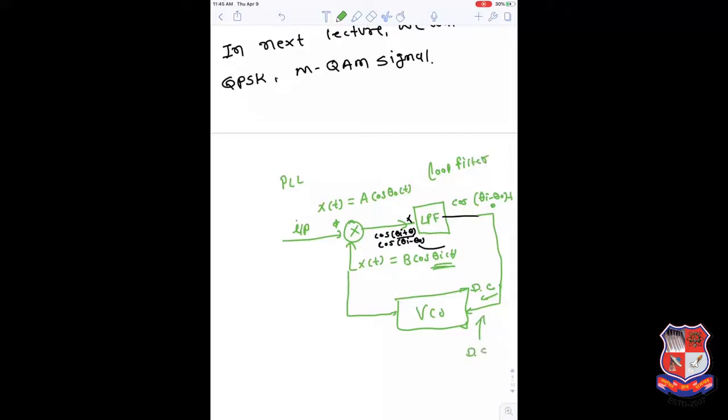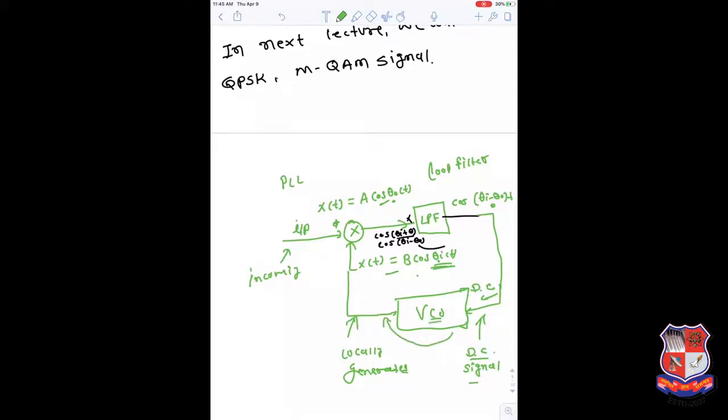The input is the DC signal, and it corresponds to the difference. The DC signal is basically the difference between these two signals: the incoming signal and the locally generated one. The main objective is to match these two frequencies. If θ0 is larger than θi, the difference generated will be such that the next time the frequency of the VCO output will be increased.